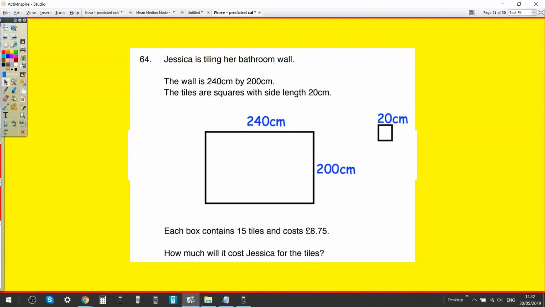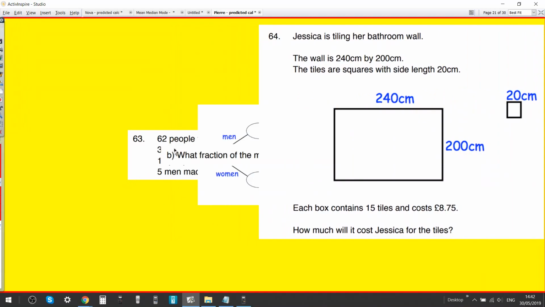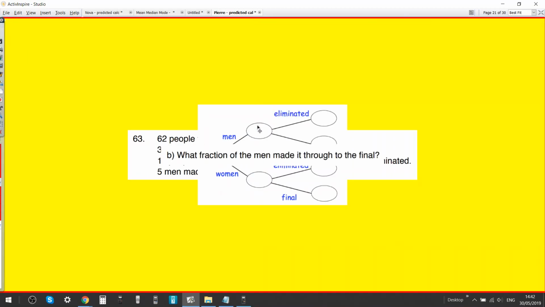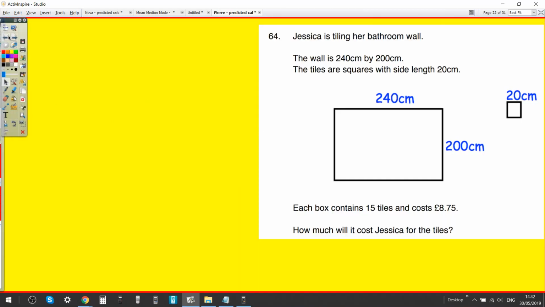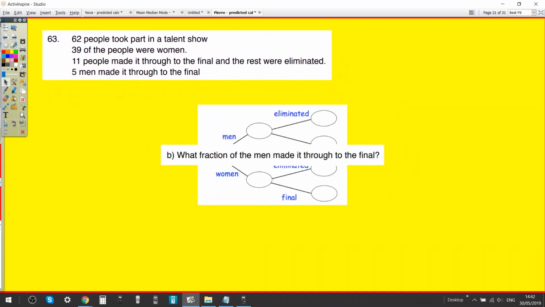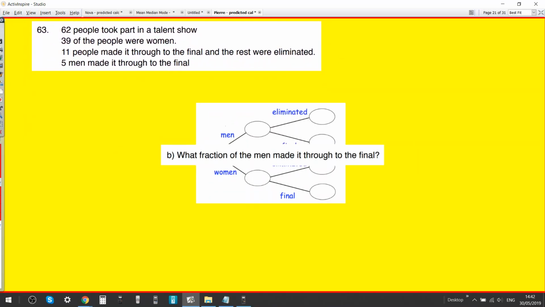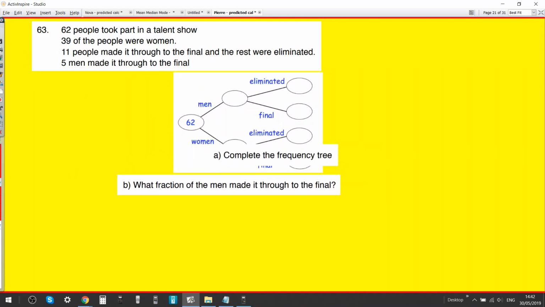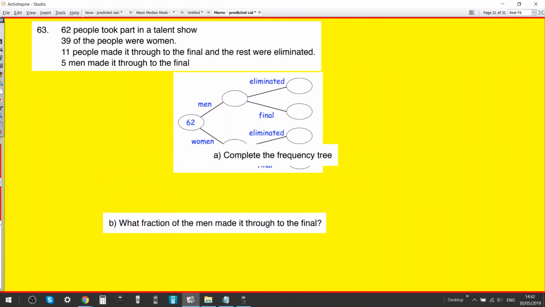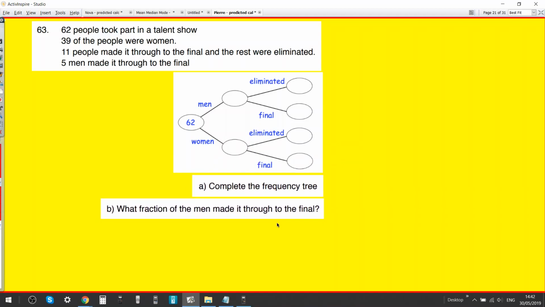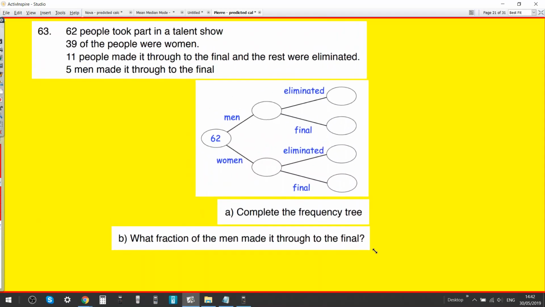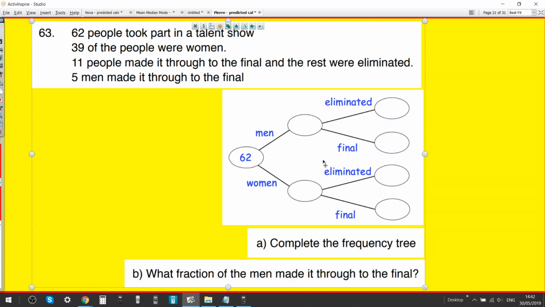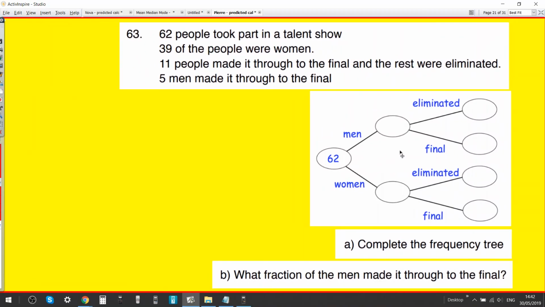Right. Oh, hang on, made a mistake here. Okay. So 62 people at one, 13 other people at one. Okay, 69 people, 13 people for women.